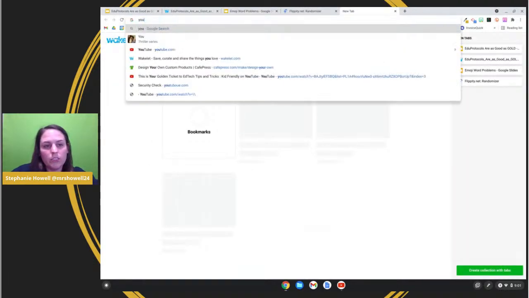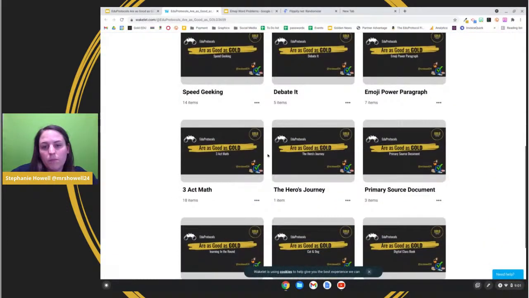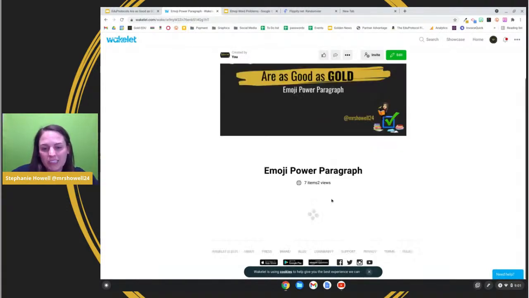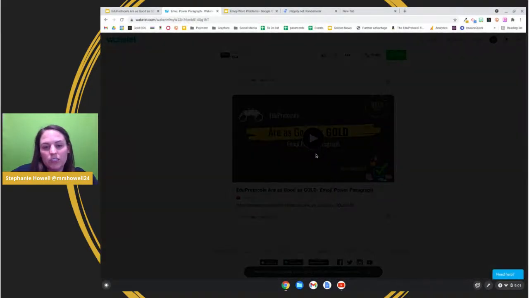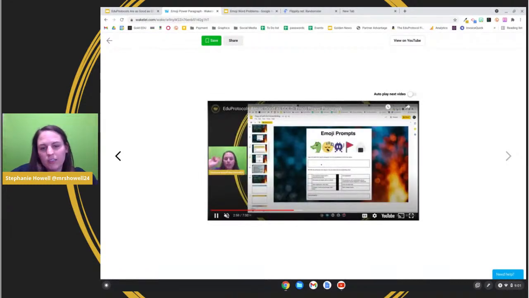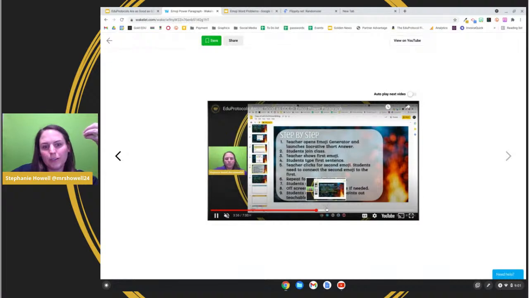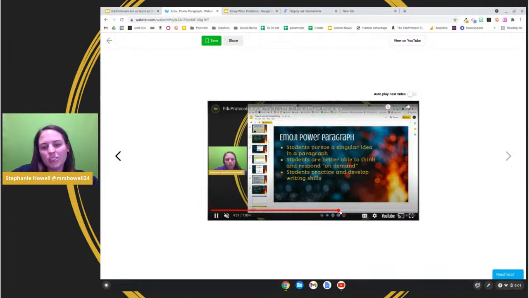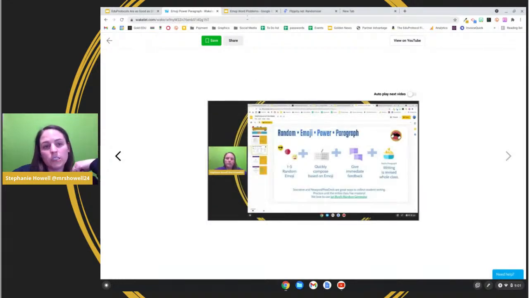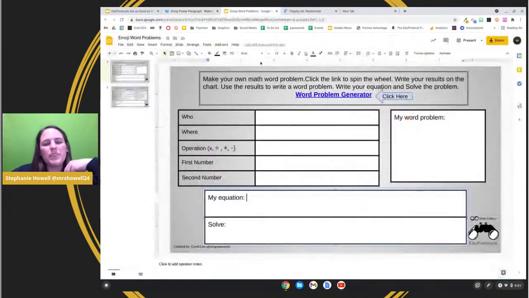Just a reminder, if you want to check out the emoji power paragraph, this one is more for ELA or other subjects. It's very similar to this version, and you could have the students spin a wheel, or use the website mentioned here. It creates these little emojis for you, and then students can create a story, and then they can Edu Protocol smash this with Not Your Paragraph. I don't know if that's a word. So you could do this with writing, and that is the emoji power paragraph. And then the math version is emoji word problems. Oh my gosh, that was hard to say.